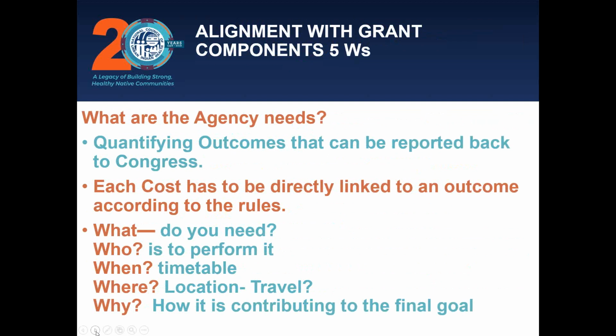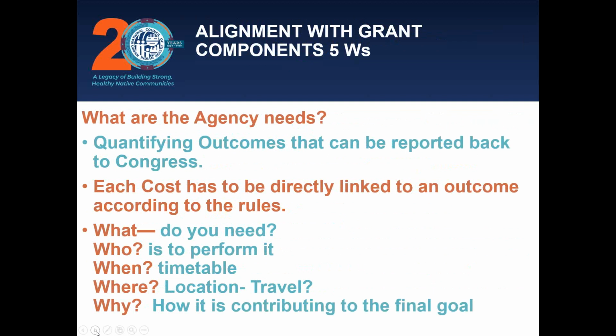They want to say, we're doing our homework, our subcontractor, and the way they spend their money is achieving what you are asking me to do. They are doing my homework, I am doing your homework. These are the outcomes. Right? Each cost has to be directly linked to an outcome according to rules.